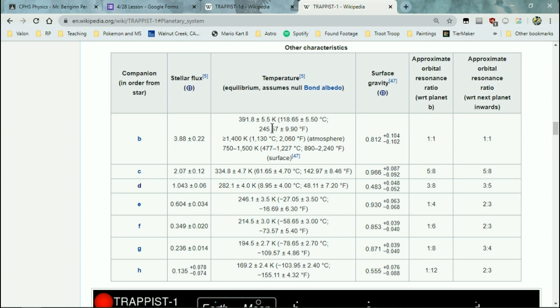There's probably no life there. This one, over 140 degrees Fahrenheit, also probably no life there. But this one, 48, that's not so bad. This one, negative 16, that's pretty cold. Negative 73, negative 109, negative 150. You can see the range of this here and see how this all works.